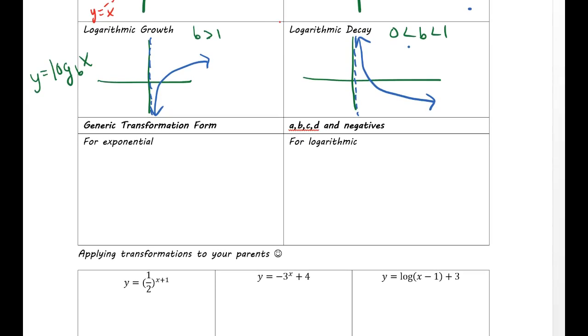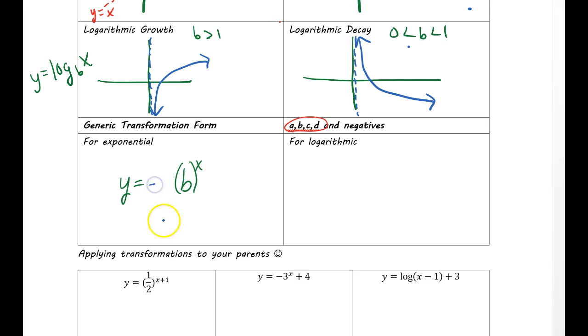All right, now we're going to do the generic transformation form. Earlier this summer we had a video where I showed you a parent function and I kept inserting like if there was this, if there's that, and we talked about what all that stuff meant. This is going to be the same thing. So on a problem like this you'll have y equals, somewhere in the problem you'll have a b to the x, okay, and I'm going to put that in parentheses. All around that parent function stuff can happen.